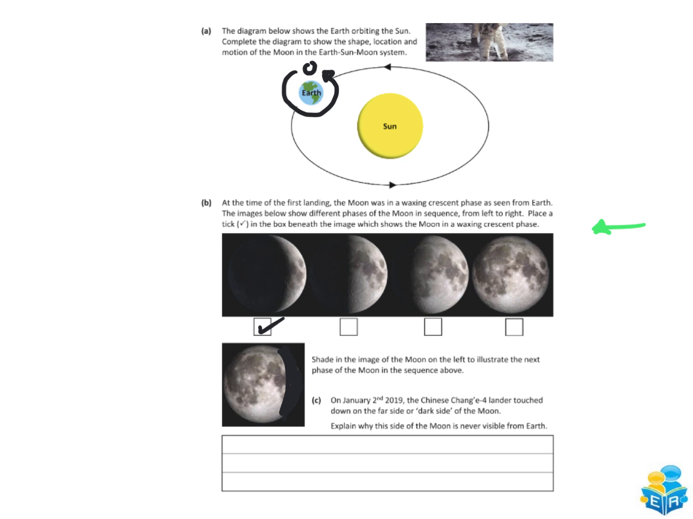So on January 2nd, 2019, the Chinese Chang'e 4 lander touched down on the far side, or dark side, of the moon. Explain why this side of the moon is never visible from the Earth. So the moon rotates on its axis at the same rate it orbits the Earth. Okay, so it's much the same rate rotating on its axis as it is orbiting around the Earth, so that's why we never see the dark side of the moon. You actually needed both of those points there for full marks. You need to mention the axis and you need to mention the orbit around the Earth as well.